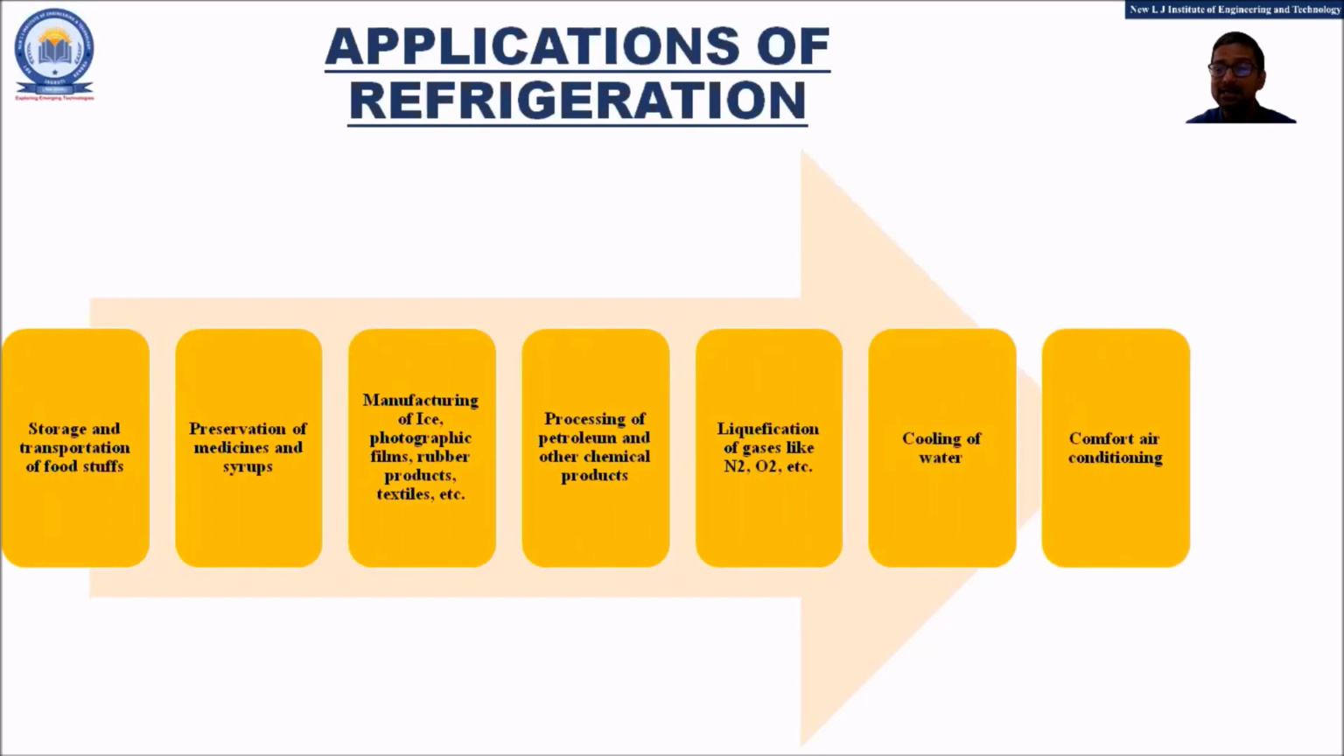And finally, the last point is comfort air conditioning, which is used in hospitals, malls, theaters, auditoriums, as well as in our domestic applications for our rooms. We are using the concepts of air conditioners, and refrigeration is one of the applications for producing the comfort air conditioning.